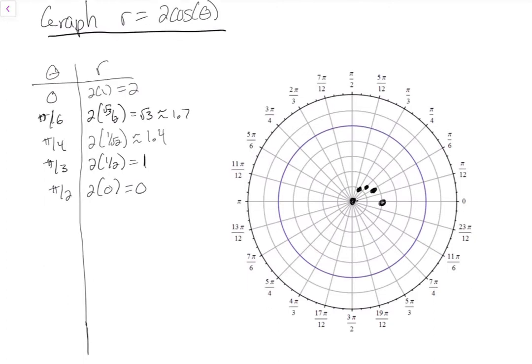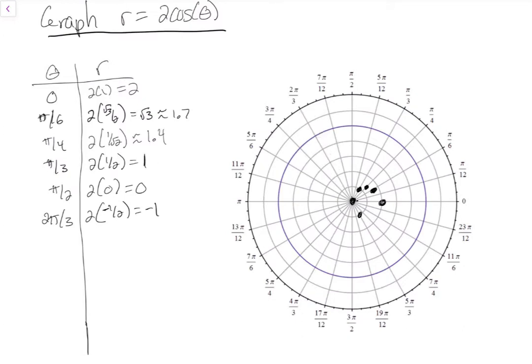So my next angle measure I would look at would be this 2 pi over 3 here. So let's say I pick 2 pi over 3. Two times the cosine of 2 pi over 3, which is negative 1/2, so I get a value of negative 1. If you think about this for a moment, here's 2 pi over 3, but an r of negative 1 puts me through the pole in the other direction. So there's an r of negative 1.